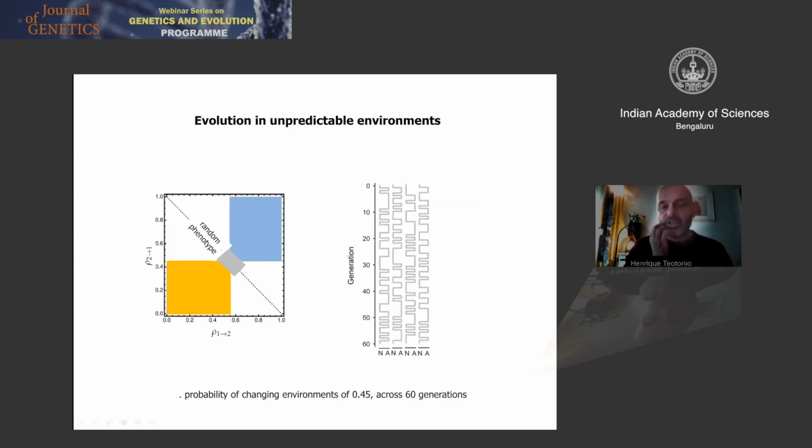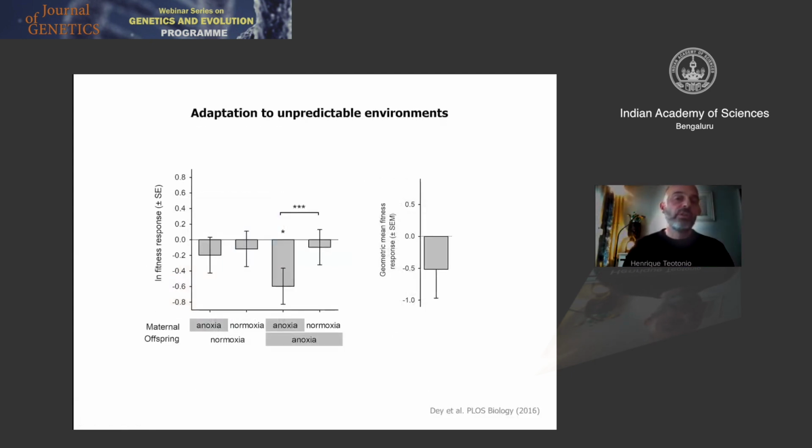Now, to test for the evolution of bet hedging, we also did evolution in unpredictable environments, in which the probability of changing environments between maternal and offspring generations was close to 50%, close to flipping a coin, also across 60 generations. And our results indicated that nothing much happened, or if anything happened, there was maladaptation, meaning that the worms became less fit. So there is no theory to explain this, in particular because we were able to maintain the populations during the experiment. And so what can explain this result? So there was no evolution of bet hedging. What can explain this apparent maladaptation?